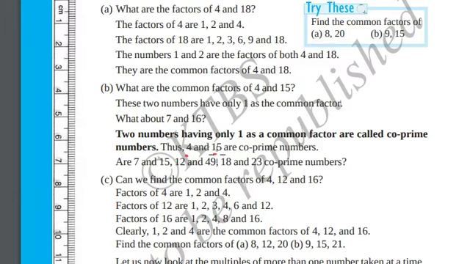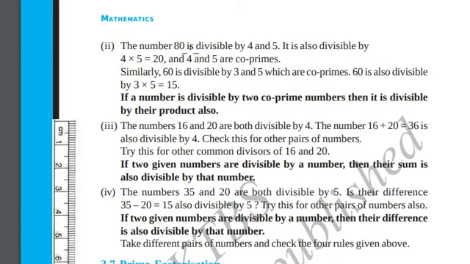If a number is divisible by two coprime numbers, then it is divisible by their product also. 4 and 5 are coprime because we don't find any common factors between these two numbers. The number 80 is divisible by 4 and 5. 80 divided by 4 is equal to 20, and 80 divided by 5 is equal to 16. When we multiply these two numbers, 4 times 5, we get 20. Even 20 divides 80.